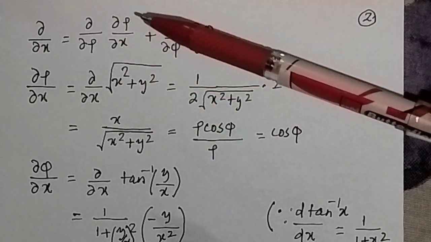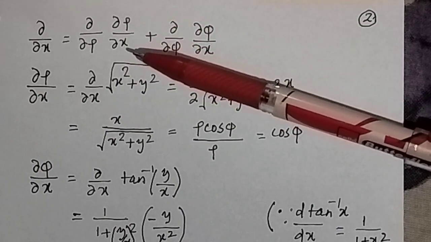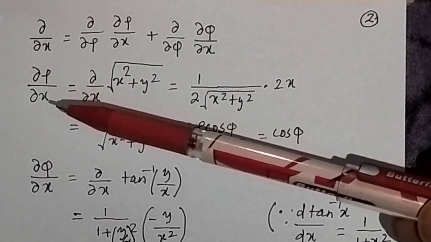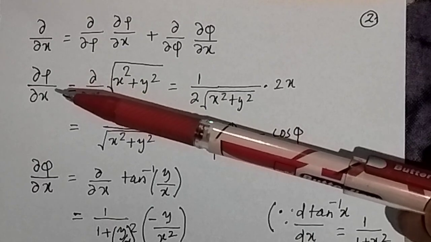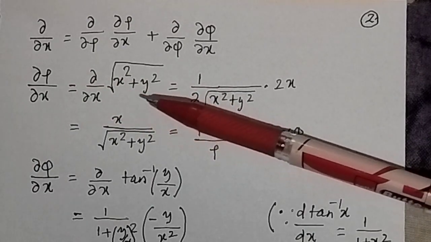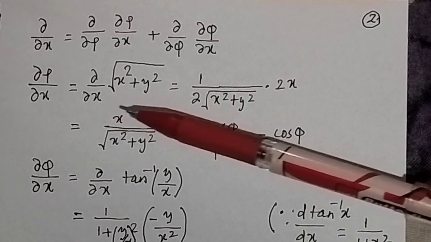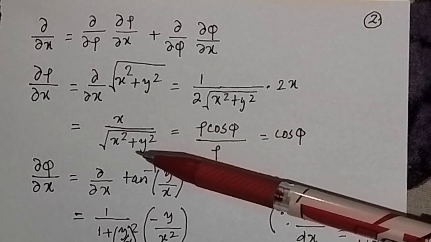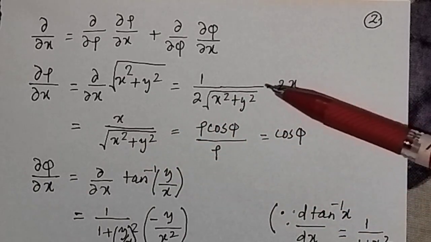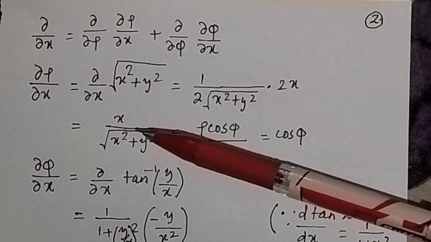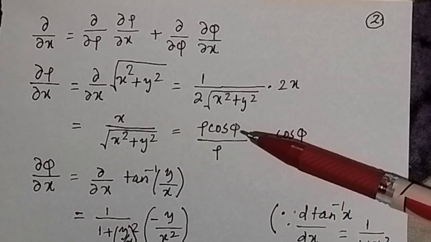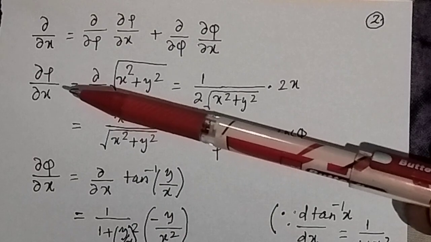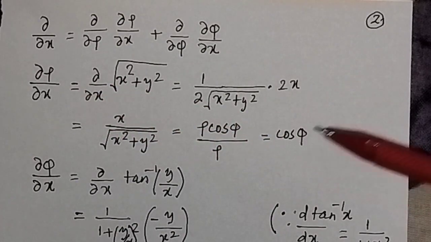Then we calculate the partial derivative of rho with respect to x and the partial derivative of phi with respect to x. What will be the partial derivative of rho with respect to x? From geometry I have shown you rho is equal to the square root of x square plus y square. So if you take the partial derivative with respect to x, its value is equal to x divided by the square root of x square plus y square. It is from the simple derivative with respect to x. From geometry I have also shown you x is equal to rho cos phi and the square root of x square plus y square is equal to rho. So the partial derivative of rho with respect to x is equal to cos phi.